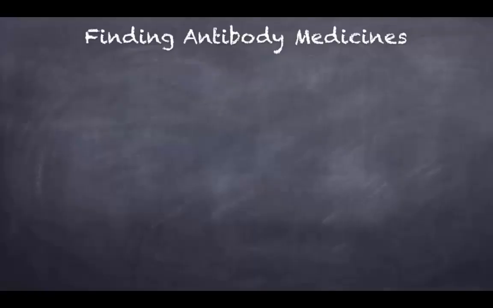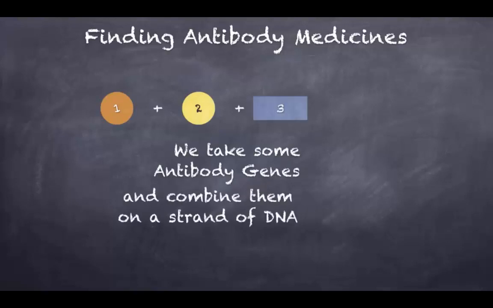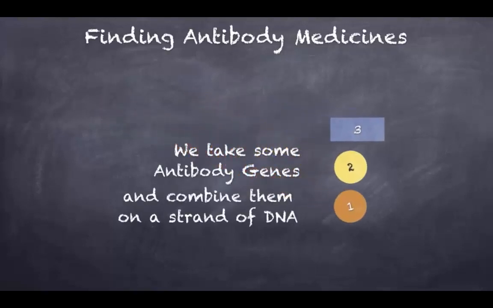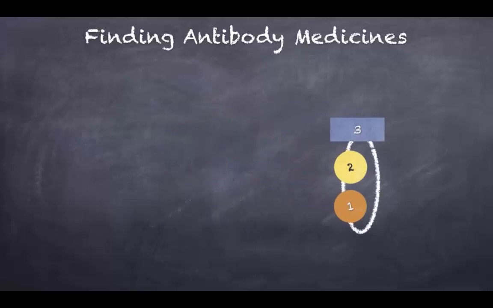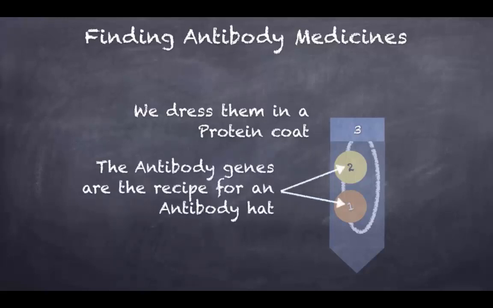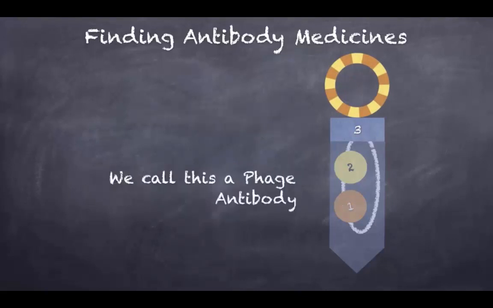This is the story about how we find antibody medicines. First we take some genes that are the molecular recipe for antibodies and combine them on a strand of DNA. We package the DNA in a protein coat made from a virus which only infects bacteria. The antibody genes make an antibody hat which is attached to the top of the virus coat. The virus is called a phage, and the combination is called a phage antibody.